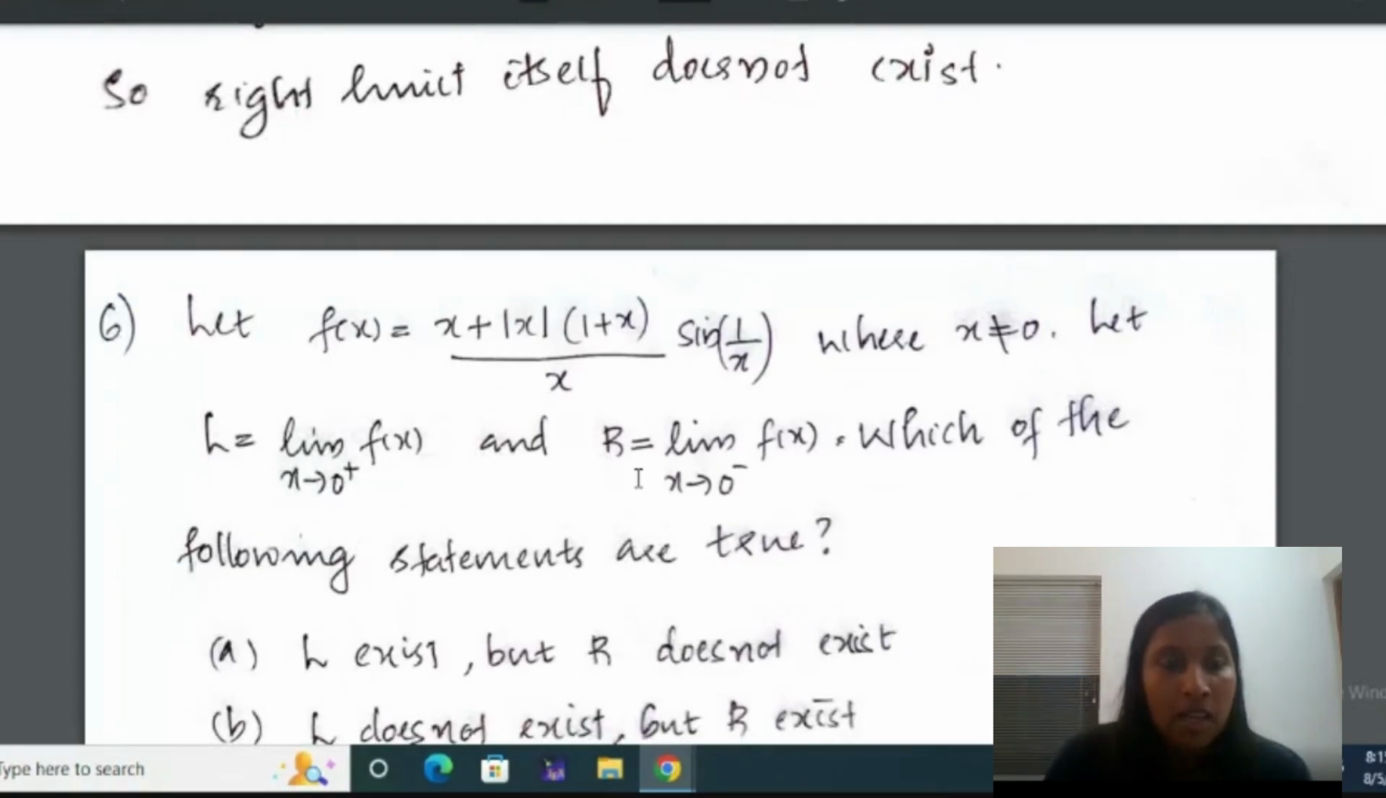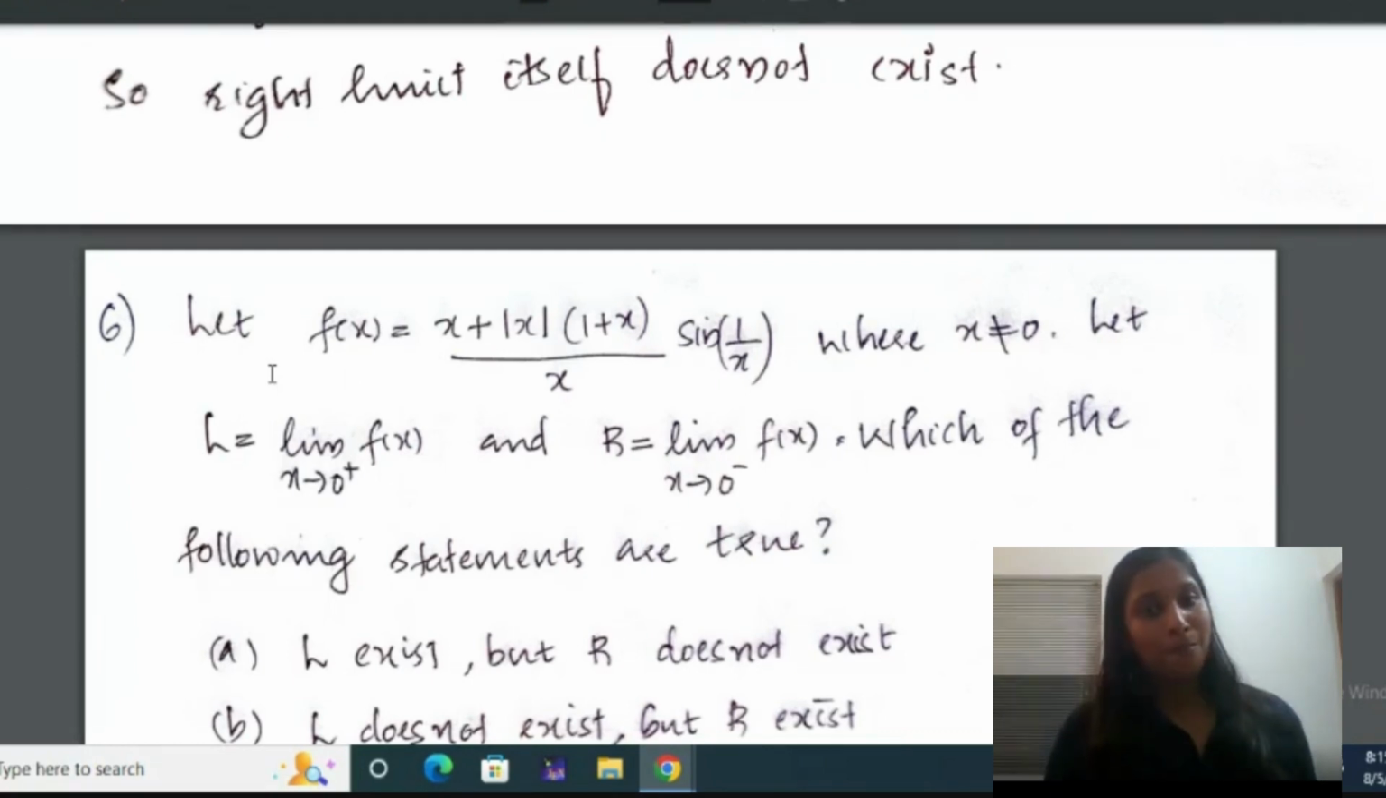Sixth one. f of x equal to x plus mod x into 1 plus x, all divided by x, into sine 1 by x. The function may look like a very big or complicated function, but once you split it, it will be very easy for you to find the answer.